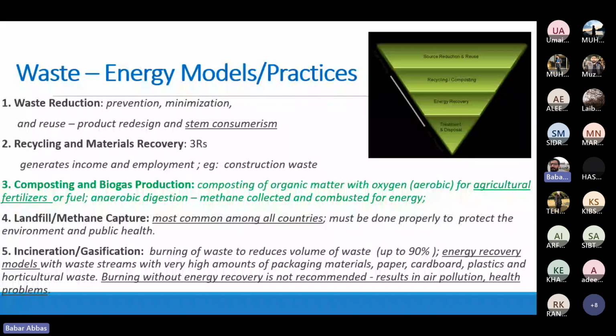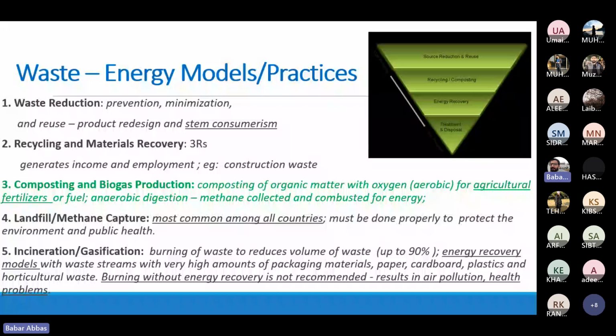And the air pollution in terms of emissions from the incinerator, and health problems associated with the incinerator emissions, must be taken care of. There must be a specific design of the filters which must filter the gases effectively, so that consequences like air pollution and health problems can be avoided.